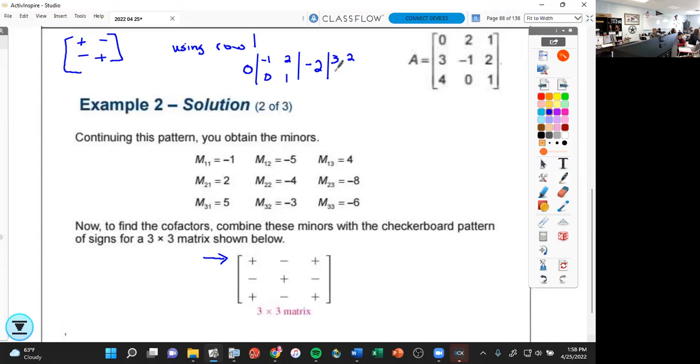3, 2, 4, 1. My next sign is a plus, which means keep the sign. So I'm going to keep this sign of a 1. So plus 1. What's left? 3, -1, 4, 0. Great. 0 times, I don't care. Okay. -2 times, what's the determinant of this guy?